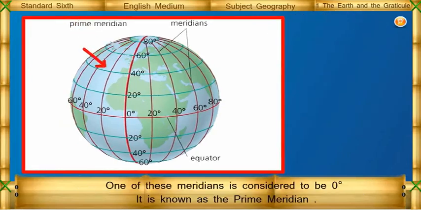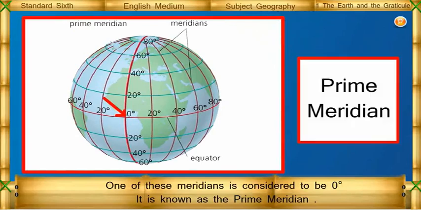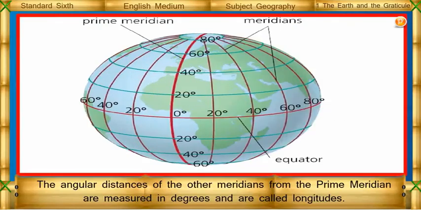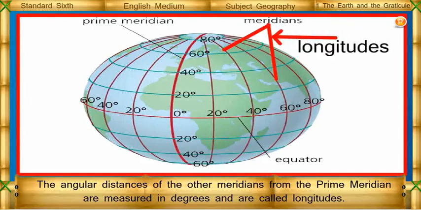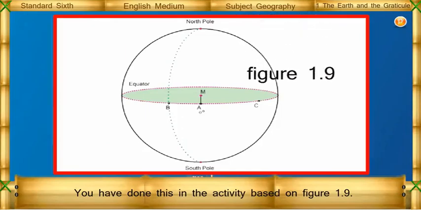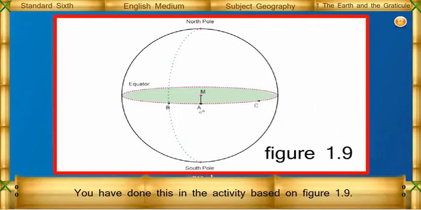One of these meridians is considered to be 0. It is known as the prime meridian. The angular distances of the other meridians from the prime meridian are measured in degrees and are called longitudes. You have done this in the activity based on figure 1.9.